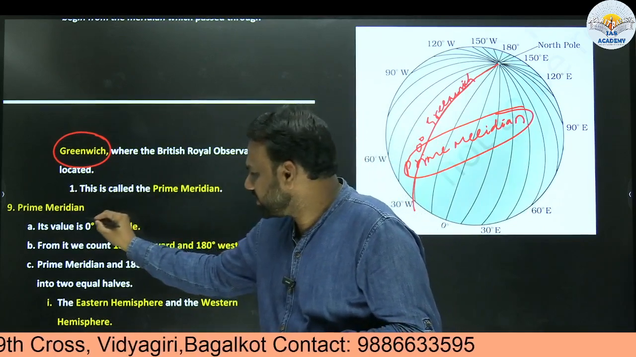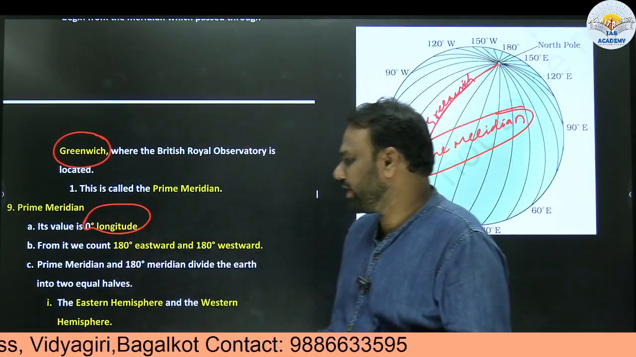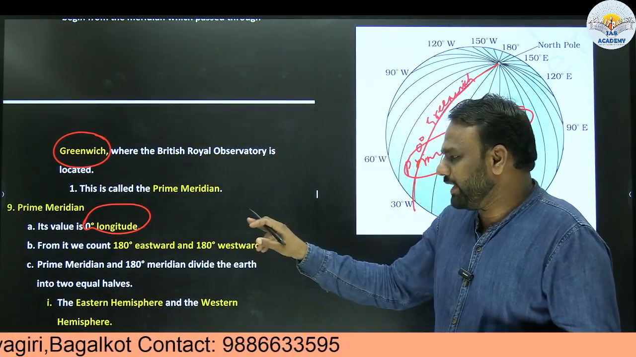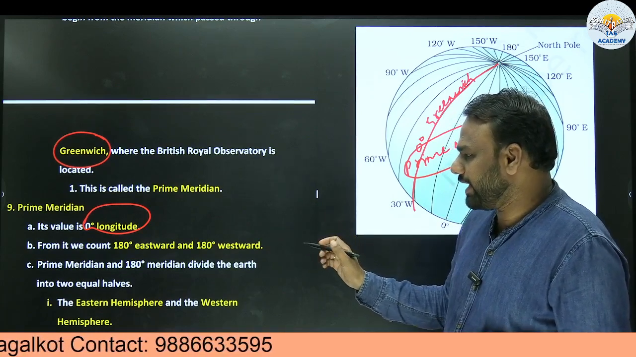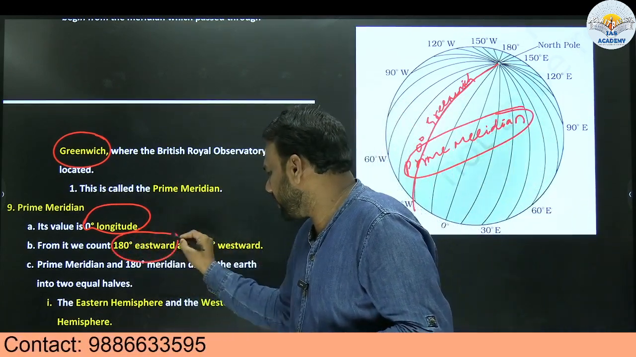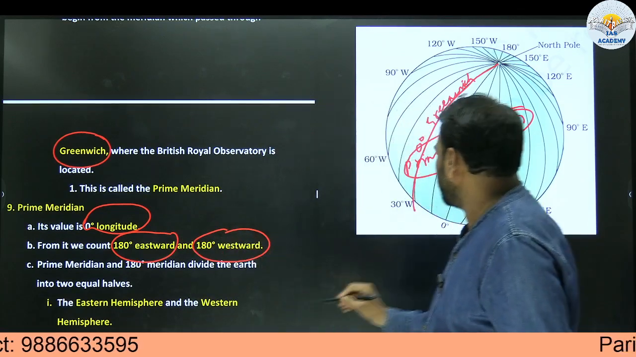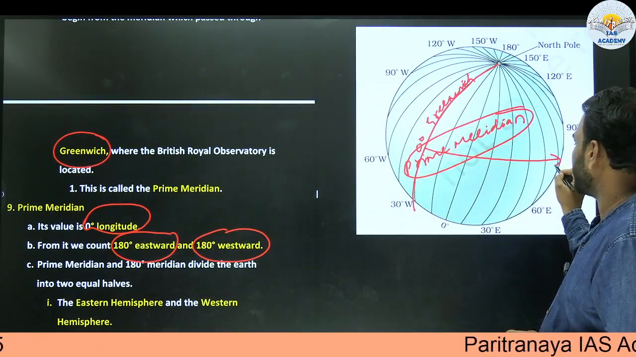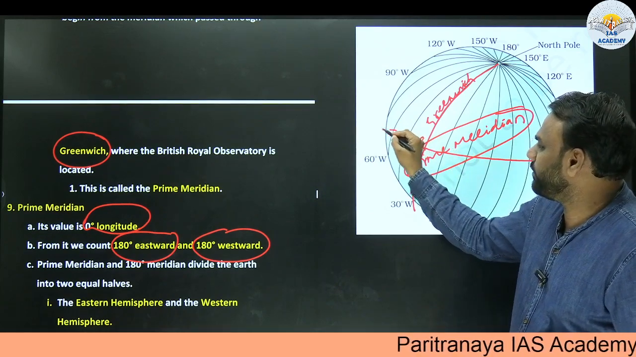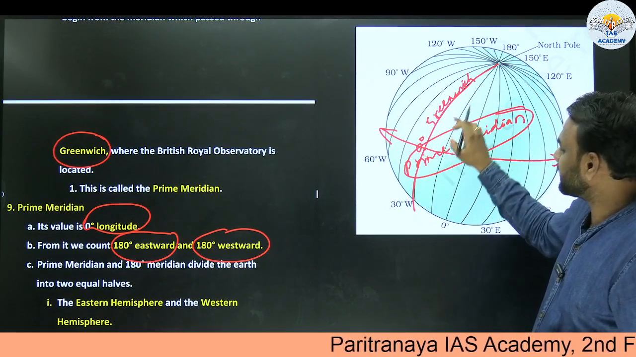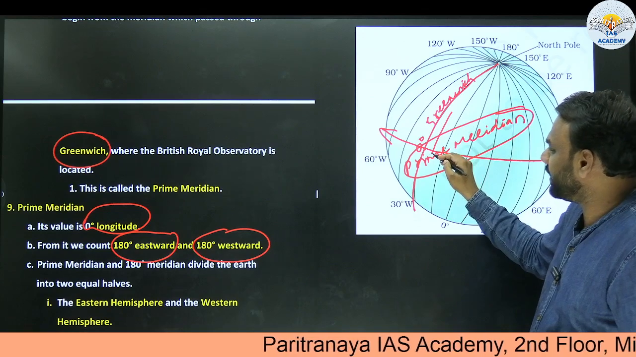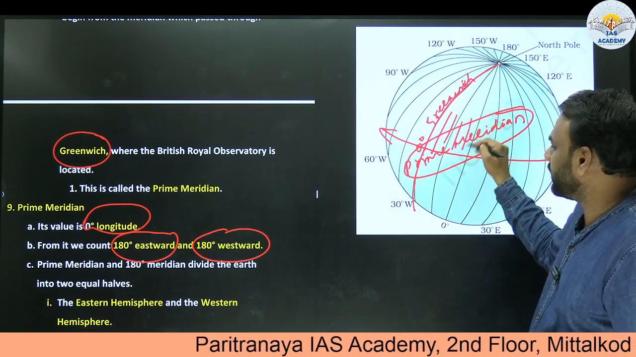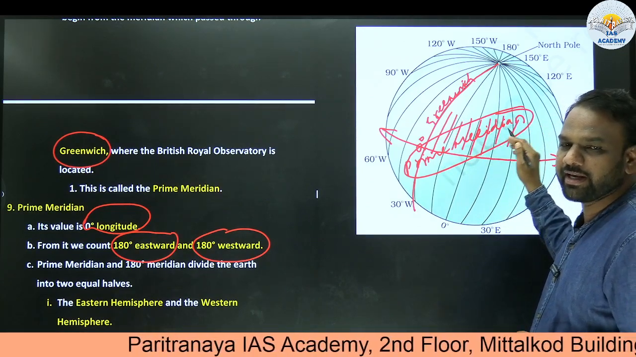So this prime meridian is 0 degree longitude. From it, if we count eastward, there are 180 degrees eastward and 180 degrees westward. If we take this as a standard, then we start moving in the eastward direction, and if we start moving here, it will be the westward direction. So next, from 0 degree, next will be 1 degree longitude, 2 degree, 3 degree, 4 degree, 5 degree, 6 degree, 7 degrees, 8 degree, and so on.